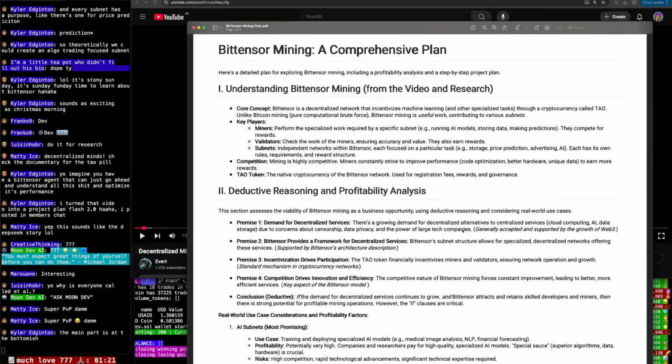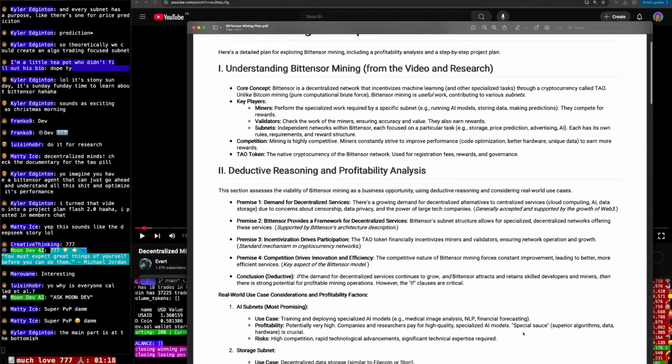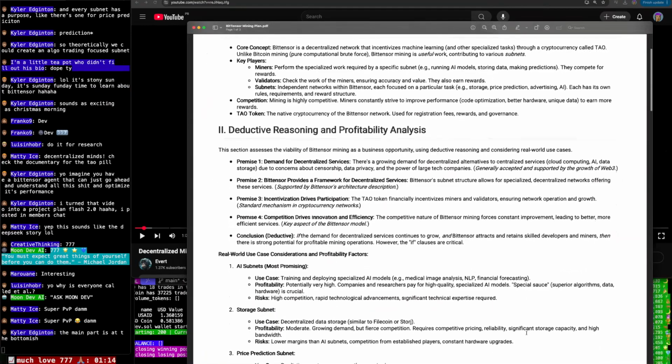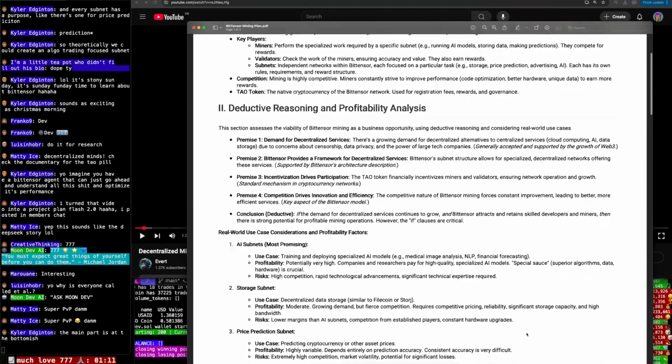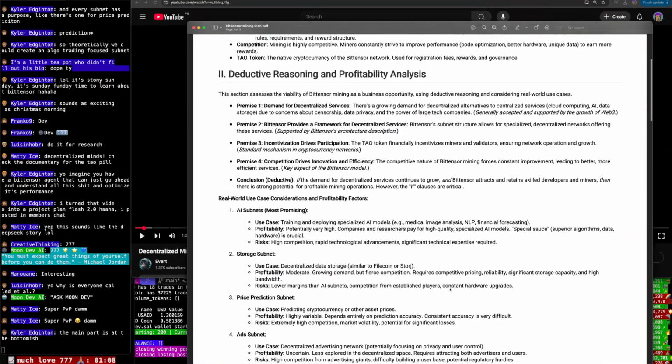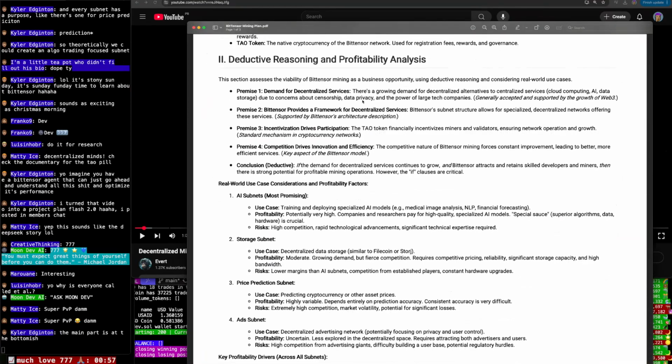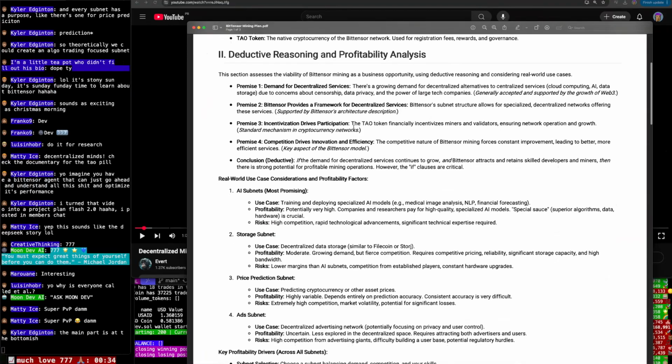Competition. Mining is highly competitive. Miners constantly strive to improve performance, code optimization, better hardware, unique data to earn more rewards. Tau token, the native currency on the BitTensor network. Deductive reasoning and profitability. This section assesses the viability of BitTensor mining as a business opportunity using deductive reasoning and considering real world cases. Premise one, demand for decentralized services. There's a growing demand for decentralized alternatives to centralized services, cloud computing, AI, data storage, due to concerns of censorship and data privacy. Premise two, BitTensor provides a framework for decentralized services. BitTensor's subnet structure allows for specialized decentralized networks offering these services.